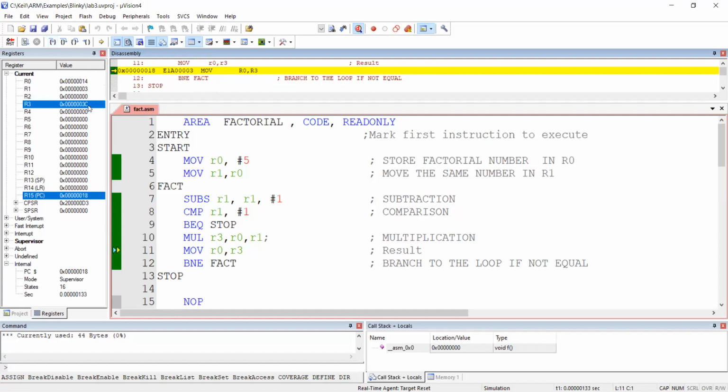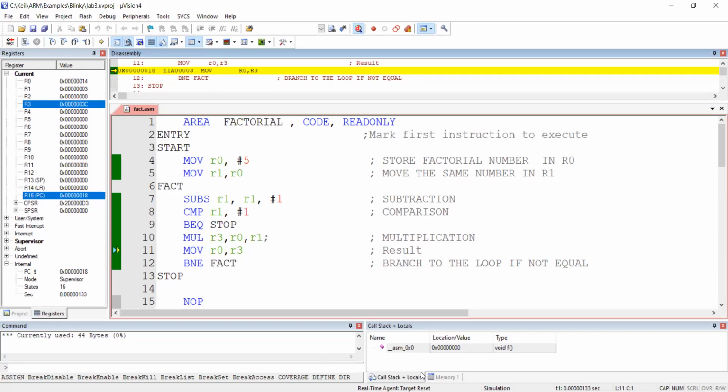Okay. Next answer in R3: 3C. Why have we got 3C? 60. What is the sub-distribution of 60? 5 star 4 star 3. What do you mean by 5 star 4? 20 in the decimal. 20 into 3, 60 in the decimal. In hexadecimal, 5 star 4 is 14. 14 into 3 is 3C.